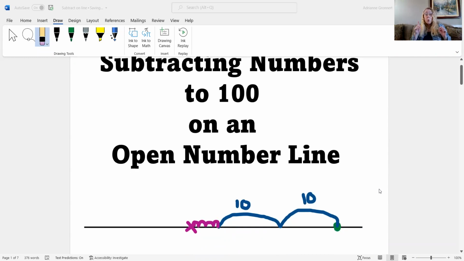Now, you will need paper and something to write with for this activity. So if you need to, pause the video now and go get paper and something to write with. Okay, are we ready to begin? Let's take a look.